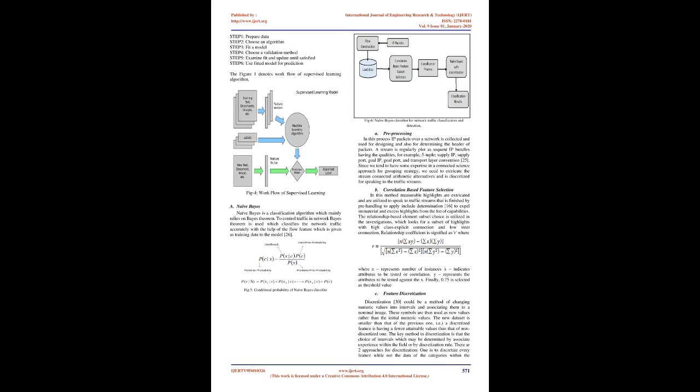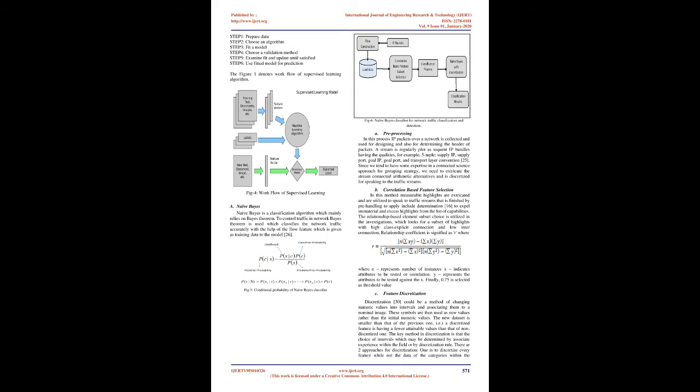A. Naive Bayes. Naive Bayes is a classification algorithm which mainly relies on Bayes' theorem. To control traffic in a network, Bayes' theorem is used, which classifies the network traffic accurately with the help of the flow feature, which is given as training data to the model.